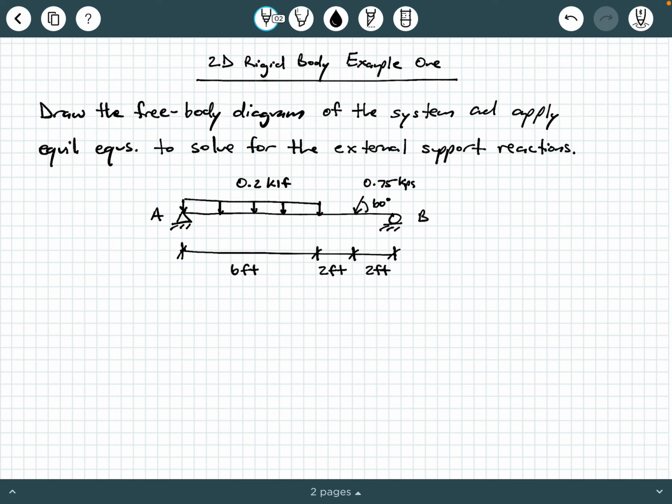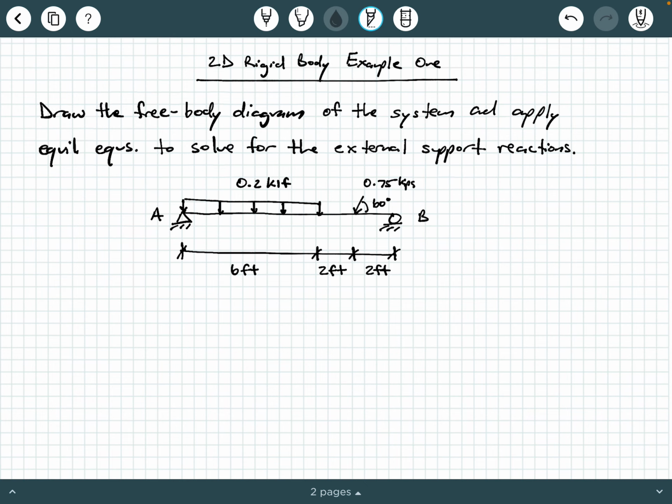Hi everybody, Dr. A here, and in this video we are going to be exploring an example of a two-dimensional rigid body. In this video we're being asked to draw the free body diagram of the system and apply equilibrium equations to solve for the external support reactions. So let's take a look at what we have in this figure.